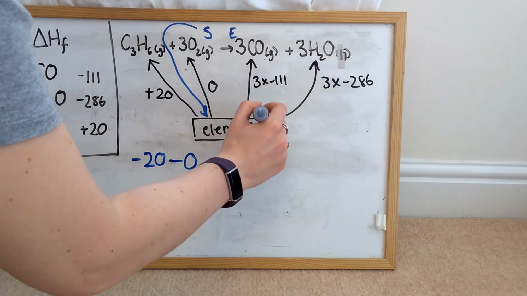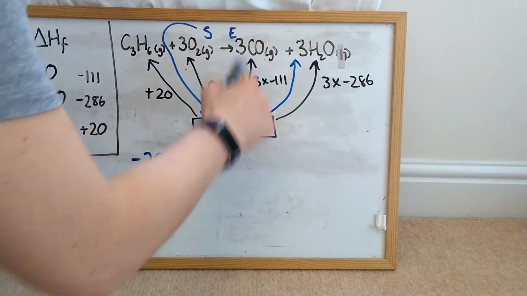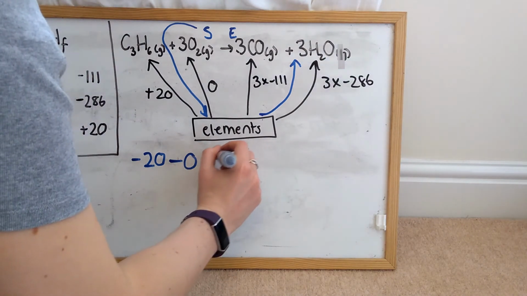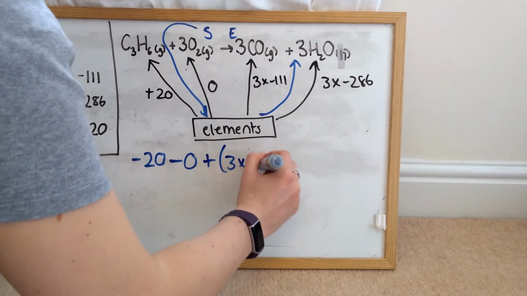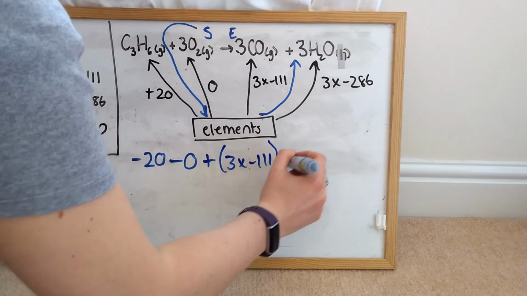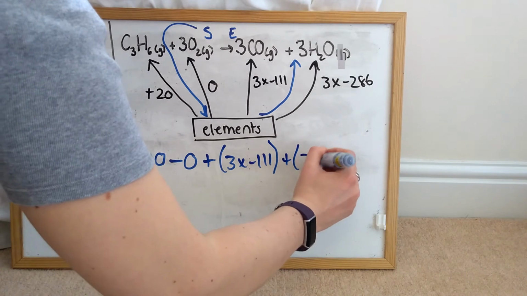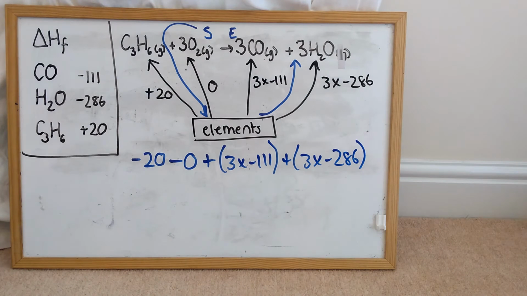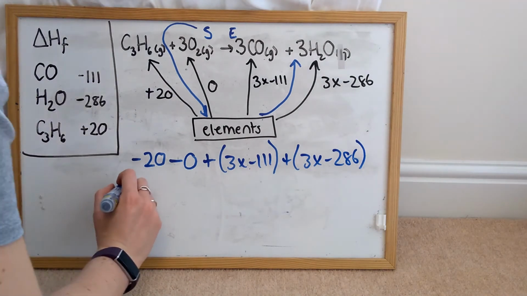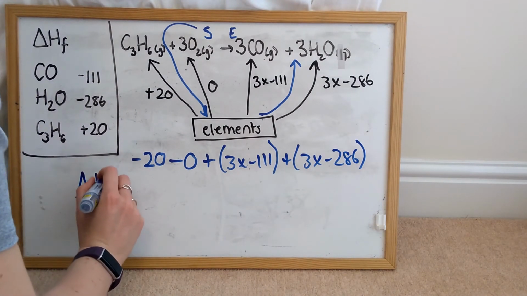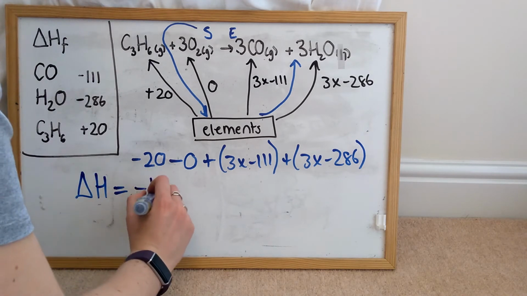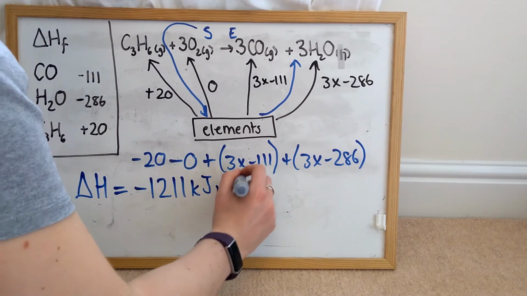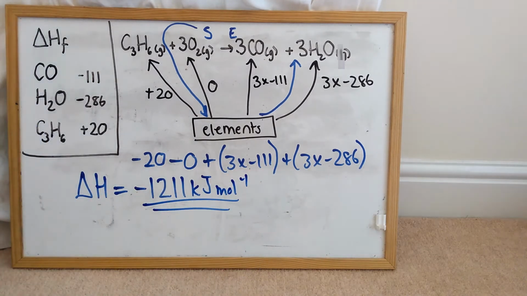Then from here, I need to go back up this way. So I'm going the right way up these 2 arrows. So for those numbers, I'm going to add them. So I'm adding on 3 lots of minus 111, and I'm adding on 3 lots of minus 286. If I add all those up together, I get an overall delta H for this reaction of minus 1,211 kilojoules per mole, which is my final answer.